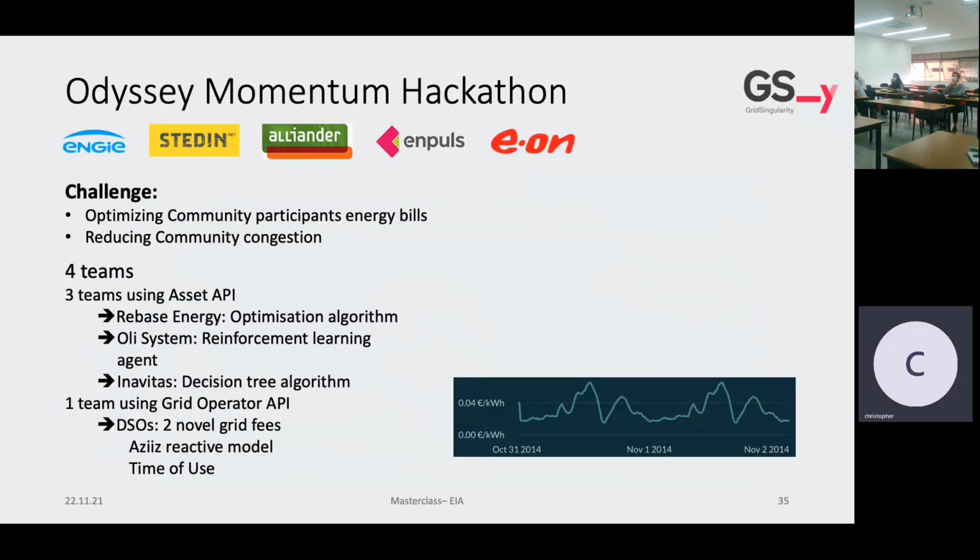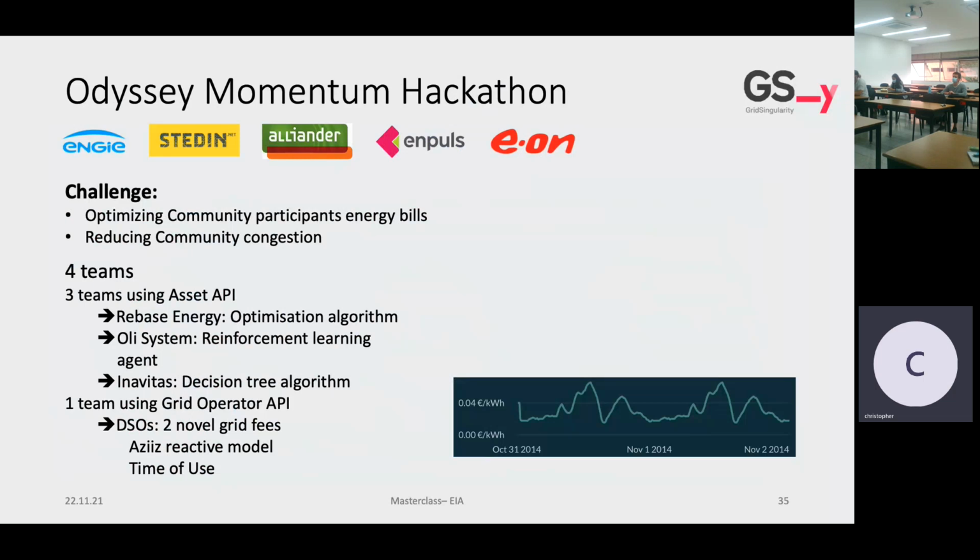Another project that we did was a hackathon in the framework of Odyssey Momentum. It was held virtually, unfortunately, and it was in partnership with the Dutch DSOs, so Stedin, Alliander, and Enexis, as well as Engie and E.ON. And so the idea was to optimize the energy bills of the community members, as well as reduce the congestion in the grid. So we had a total of 4 teams.